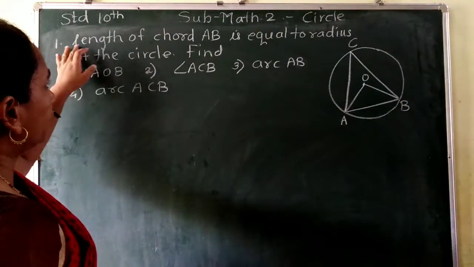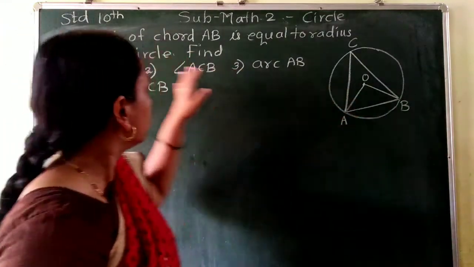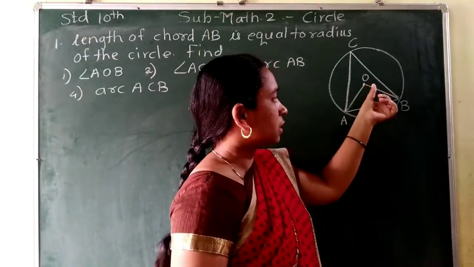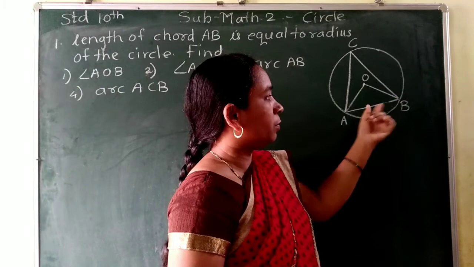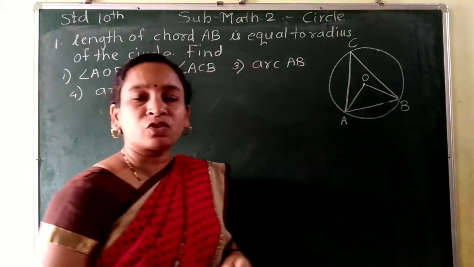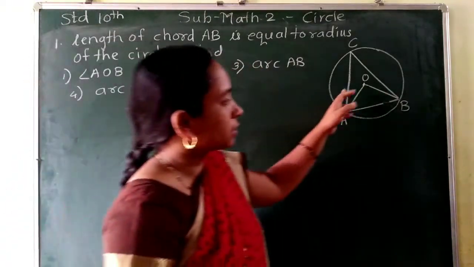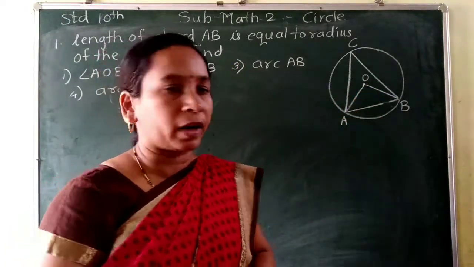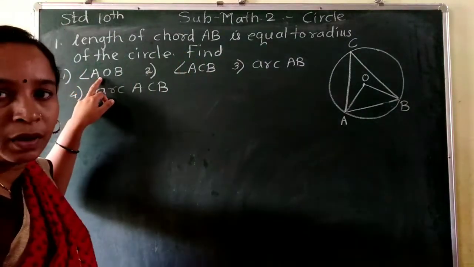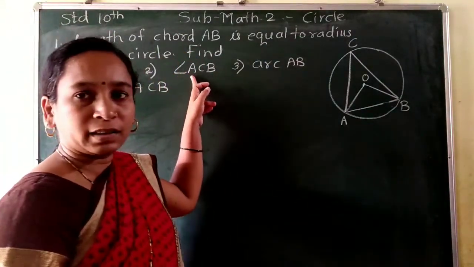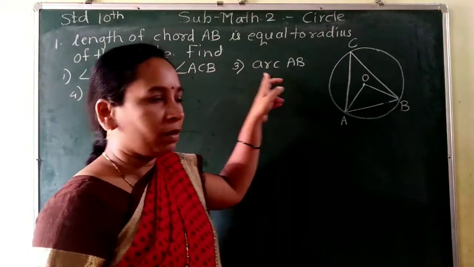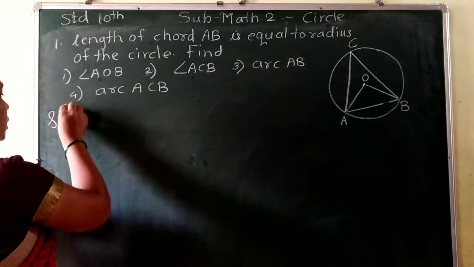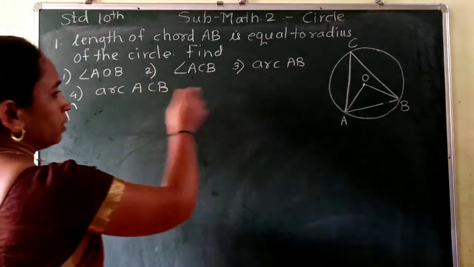Here the length of the chord AB is equal to the radius of the circle. Means here they have said this OA radius is equal to OB and is equal to AB. Means all these three sides of this triangle are congruent. If all three sides of this triangle are congruent, then it will be an equilateral triangle. Then we have to find the angle AOB, then angle ACB, then arc AB, and then the measurement of arc ACB.